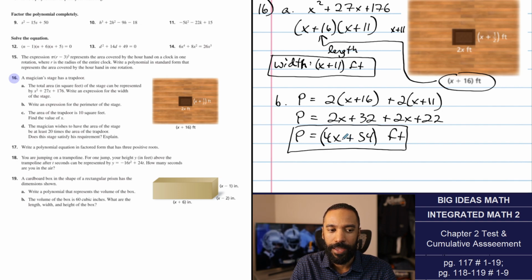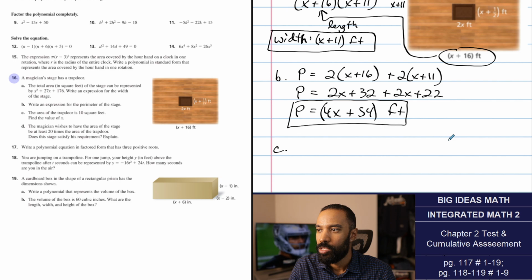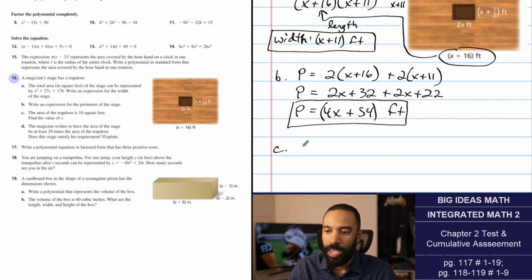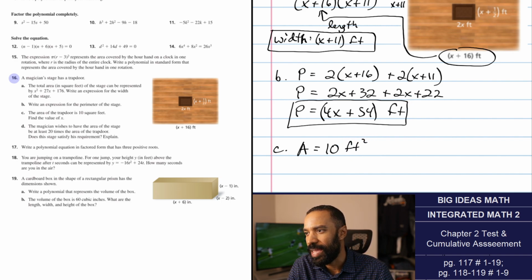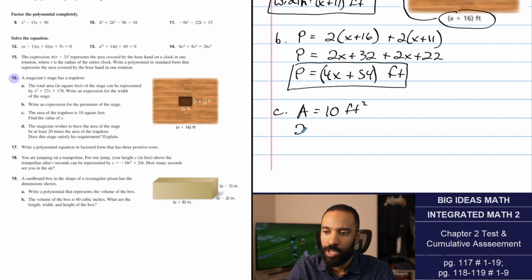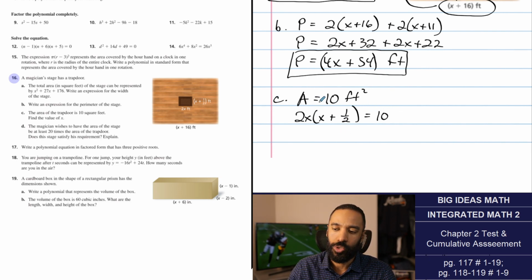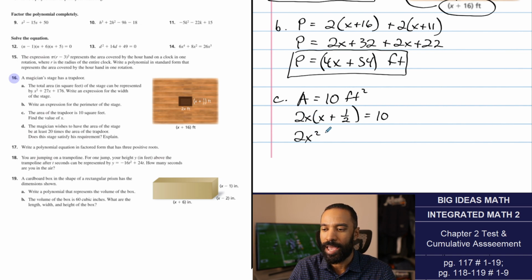Part C, the area of the trap door is 10 square feet. Find the value of x. So area is 10, and we have dimensions of 2x by x plus 1 half. So 2x times x plus 1 half. When I get that in total, that's going to give me my area. I can distribute 2x times x and get 2x squared. 2x times 1 half is 1x. So multiplying them out, that equals 10.